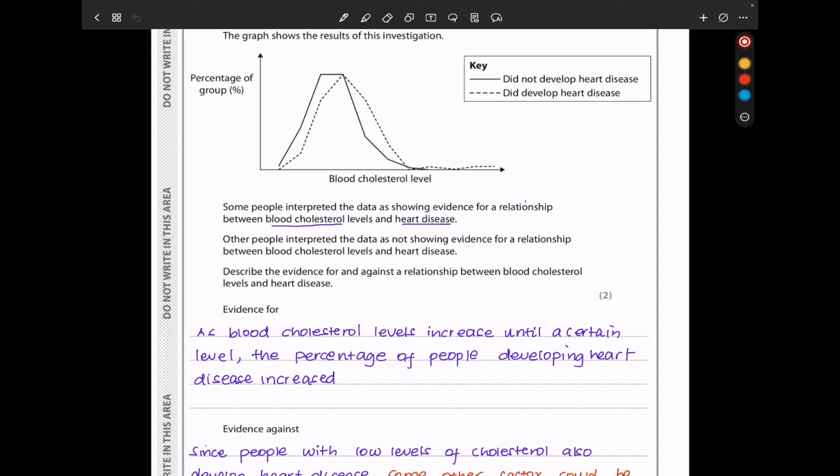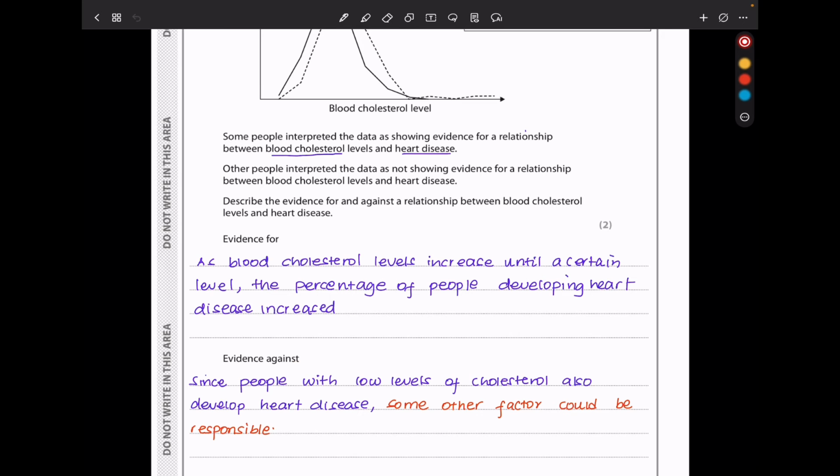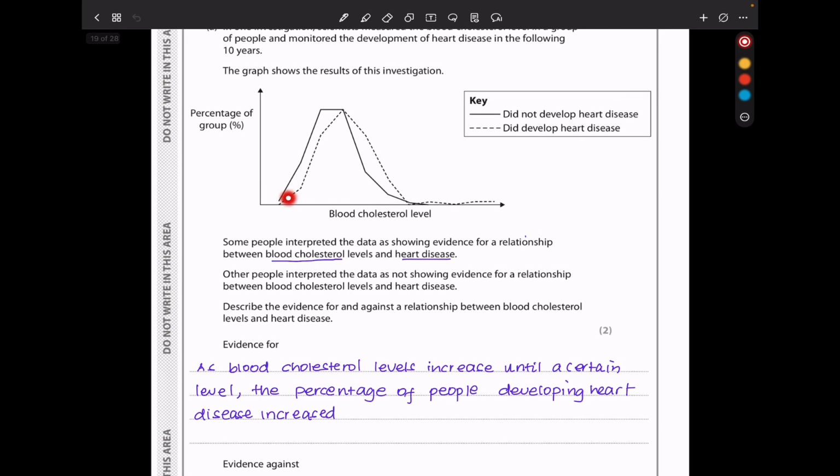Evidence for, of course, as blood cholesterol level increased, until a certain level, the percentage of people developing heart disease increased. But the evidence against, since people with low levels of cholesterol also developed heart disease, some other factor could be responsible. This is true. We can see both increase and then they both decrease. It doesn't make sense that only blood cholesterol is causing the changes we see.